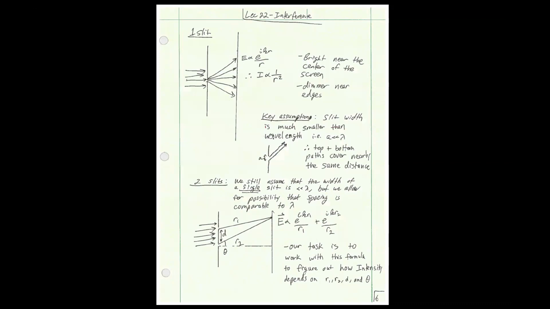Now, the key assumption is that the width of that slit is much smaller than the wavelength. That way, the path from the top of the slit to your detector and the path from the bottom of the slit to your detector take, if not exactly the same amount of distance, at least very close to the same time. So that there's no chance of these interfering destructively. They're all just in phase. So it would be like taking this e^(ikr)/r and multiplying by 2.